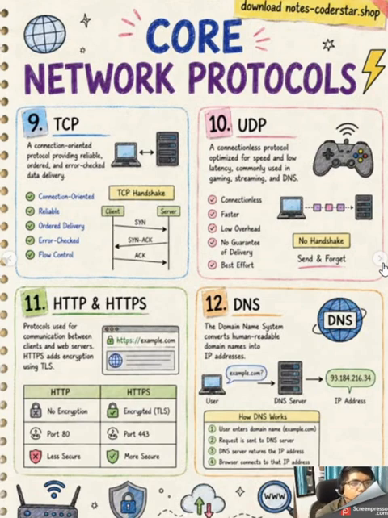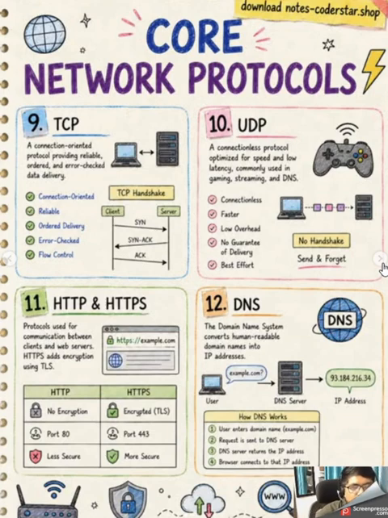And we have HTTP and HTTPS, Hypertext Transfer Protocol without security and with security. HTTP has no encryption, uses port number 80, and is less secure. HTTPS uses port 443 and is more secure, encrypted with TLS. And we have DNS, the Domain Name System, which converts human-readable domain names into IP addresses.